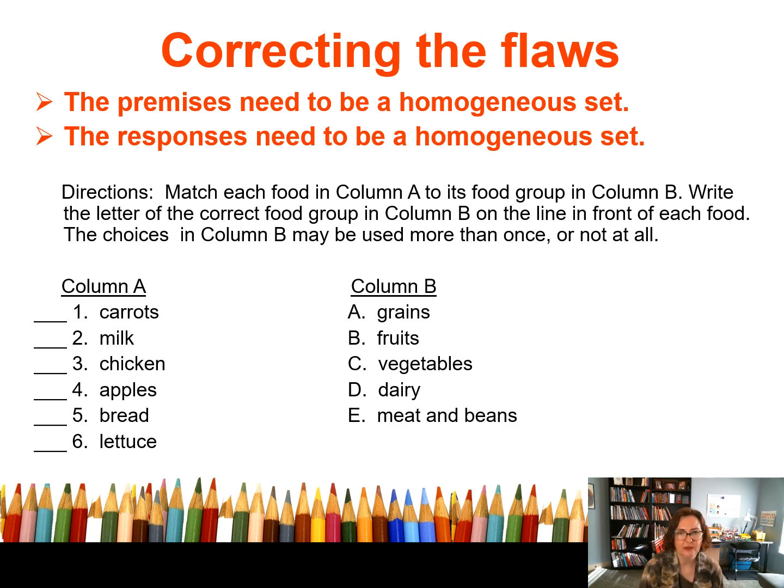"Match each food in column A to its food group in column B. Write the letter of the correct food group in column B on the line in front of each food. The choices in column B may be used once, more than once, or not at all." So here, it's very clear what they're doing and everything is related to one another.